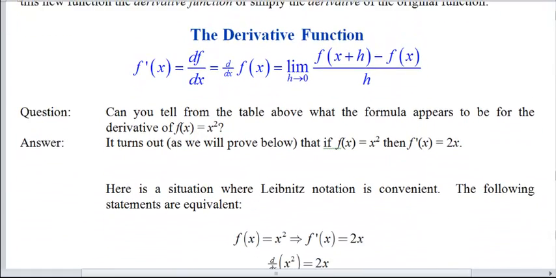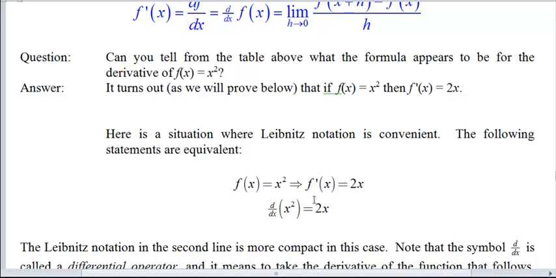Now here's a situation where Leibniz notation is more convenient. Look at this right here. The first line says this: when f of x equals x squared, f prime of x equals 2x. Or in other words, f of x equals x squared implies that f prime of x equals 2x. Another way to say exactly the same thing that it takes that entire line to say using Newtonian notation is to use Leibniz notation, which says the derivative of x squared is 2x. And that's all written in that second line. So now you can see an example why we would rather have Leibniz notation in some cases.